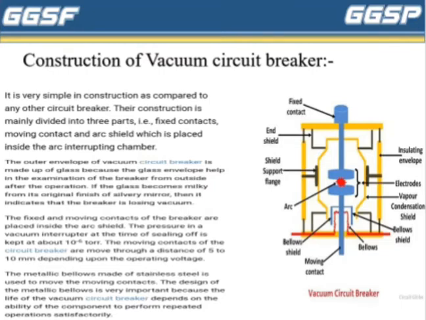the operating voltage. The metallic bellows made of stainless steel is used to move the moving contact, and the design of the metallic bellows is very important because the life of the vacuum circuit breaker depends on the ability of components to perform repeated operations satisfactorily.